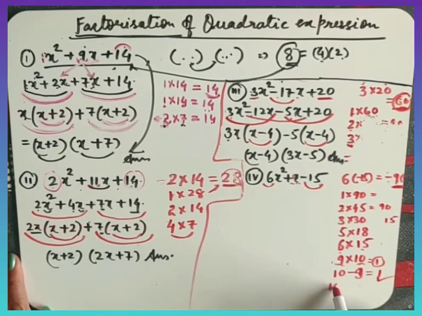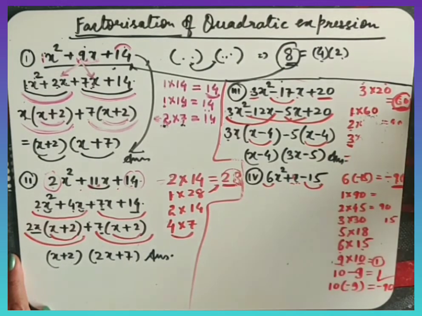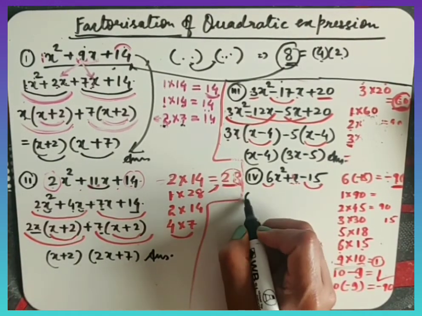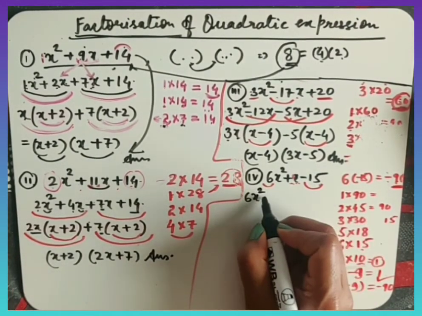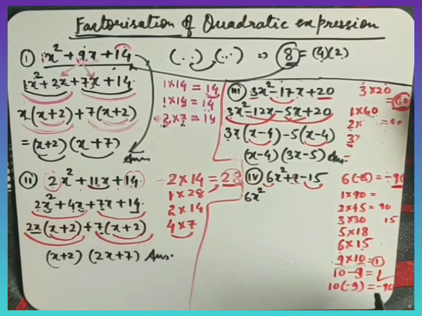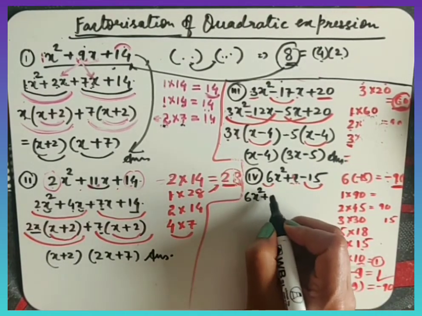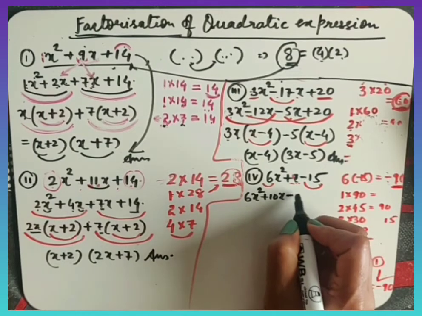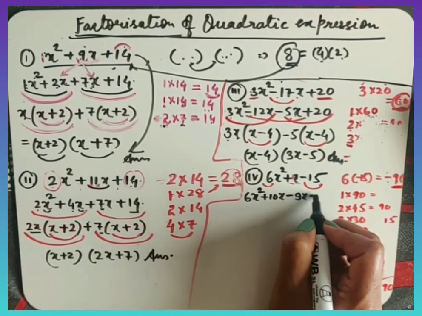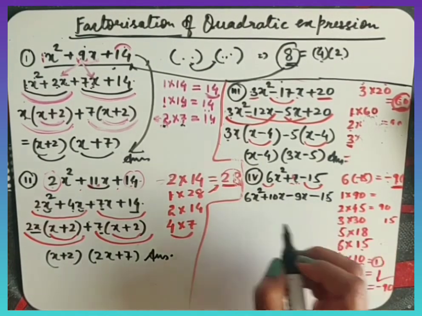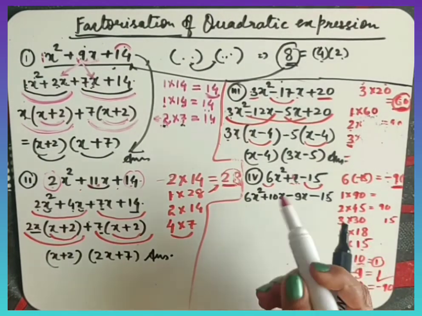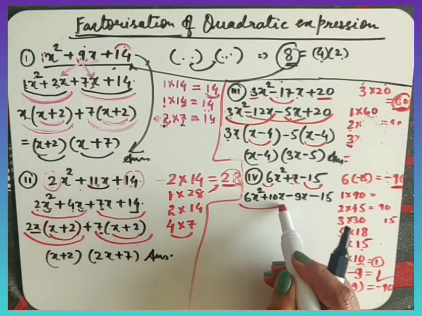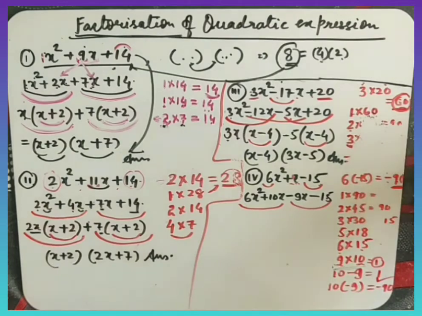Now 10 multiplied by minus 9 will give you minus 90. So I can take these two factors, 10 and 9. So write down 6x square plus 1x. Instead of plus 1x, I am going to write it down plus 10x and minus 9x, and minus 15, the last term, as it is. Now take common from these two terms, and from these two terms take common.